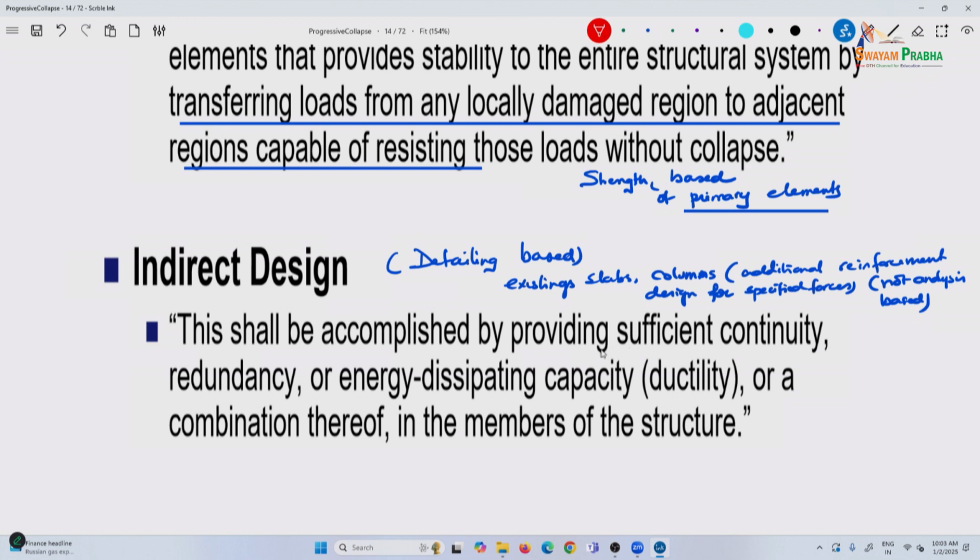Other detailing aspects include providing sufficient continuity. For instance, in progressive collapse, if this is your beam column junction, you will require the reinforcement to be continuous. So, this is continuous reinforcement.